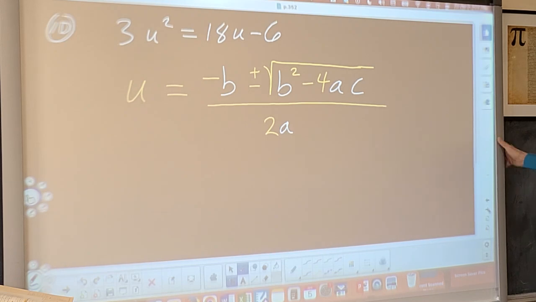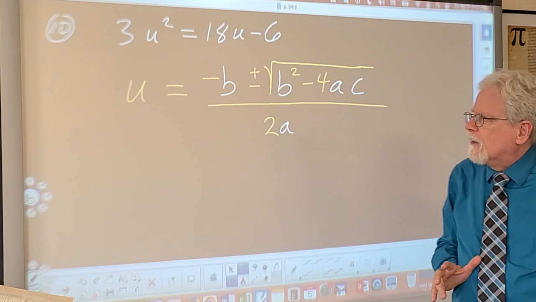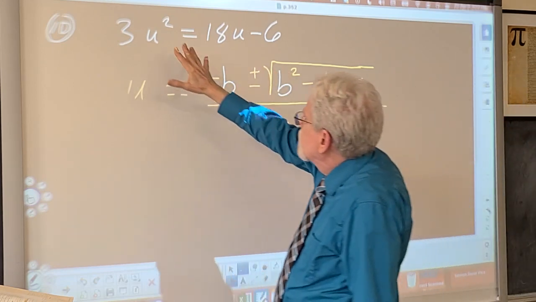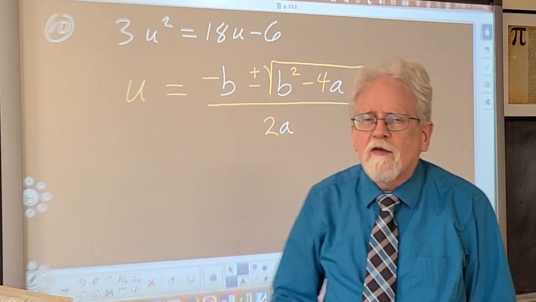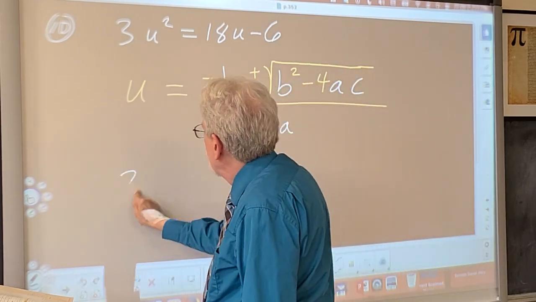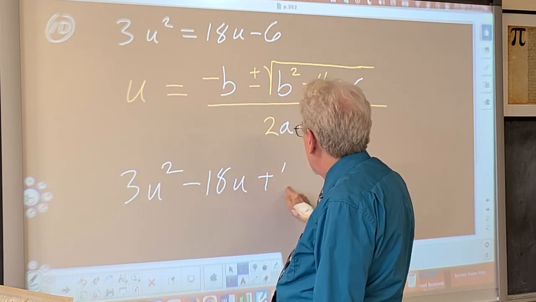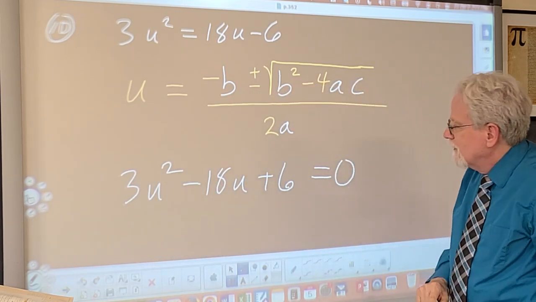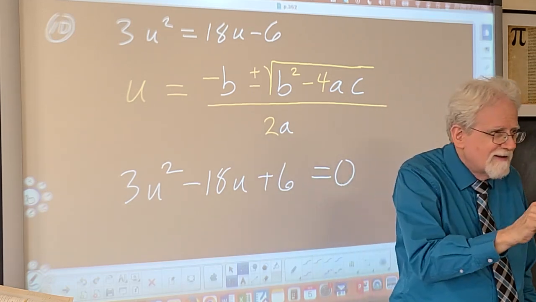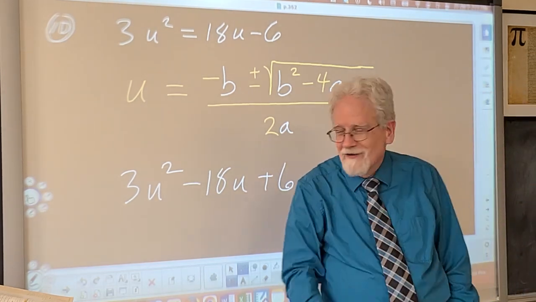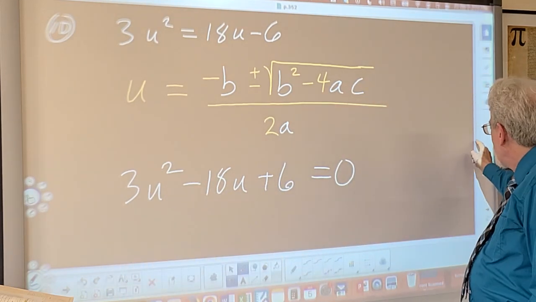Number 10. Now there's a trick we can use here that's going to make our life much easier. First of all, this is not standard form. Sorry. We have to get standard form first. So we have 3u squared minus 18u plus 6 equals 0. Now, what's the trick we can use here? Yes, you're right. Divide everything by 3. Good thinking, yes. That'll make life easier.